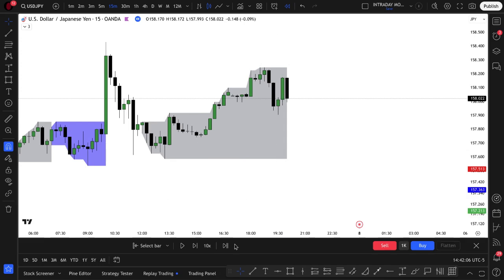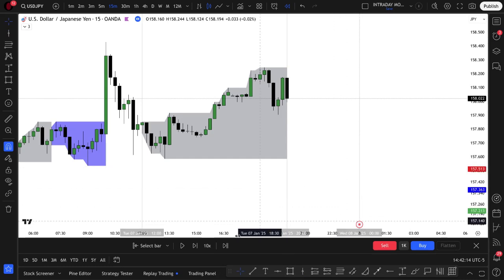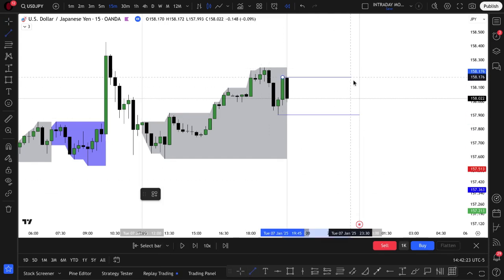So the next successful Asian model was Tuesday the 7th. So that night gave a successful trade idea. So let's take a look at it. So we have a swing low here. We have a swing high here. That's that range that we're trading in.